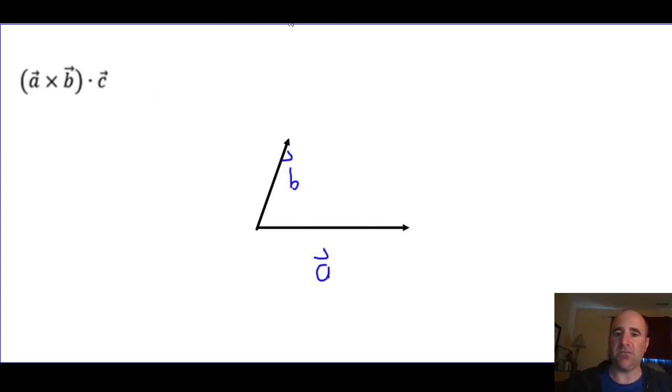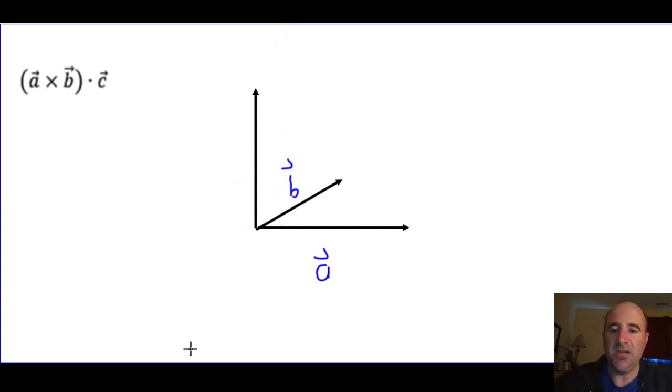So A crossed with B is now some new vector that's perpendicular to both A and B. Let me move these a bit so we can see that. If you draw the vectors like this, and then I draw A crossed with B, you can visualize A crossed with B being perpendicular to both B and A. So there's A crossed with B.